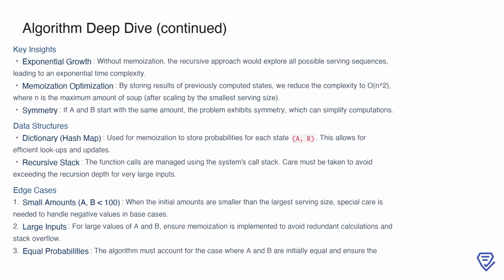Additionally, the problem exhibits symmetry. When A and B start with the same amount, the probabilities for certain states mirror each other, which can further simplify calculations. To implement memoization, we use a dictionary or hash map to store computed probabilities for each state (A, B). The function's recursive calls are managed using the system stack, so care must be taken to avoid exceeding the recursion depth when A and B are large. Finally, we must account for edge cases, such as when the initial amounts are smaller than the largest serving size, or when the inputs are very large, ensuring that the algorithm handles these scenarios correctly and efficiently.